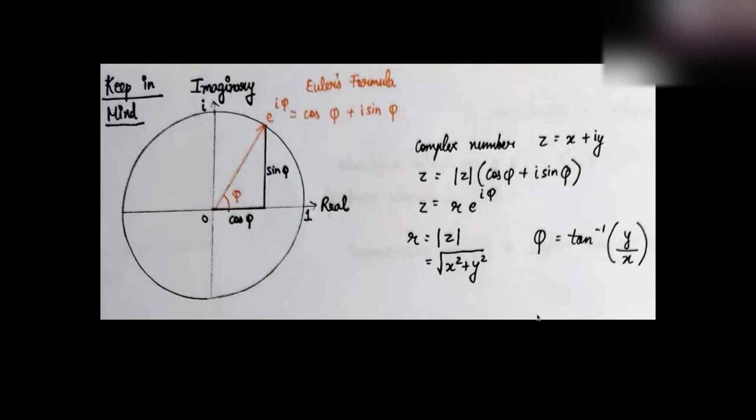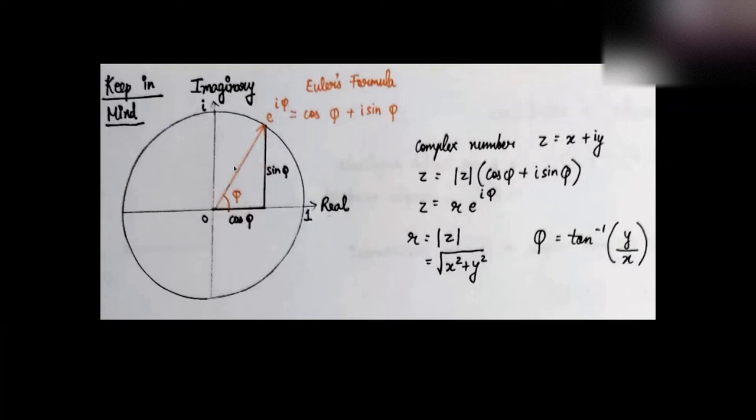So a complex number is basically z equals x plus iy, where x is the real part of the complex number and y is the imaginary part. We can represent this complex number using a unit circle as well, wherein unit circle means that the radius of this circle is 1. The x-axis represents the real part of the complex number, and the y-axis represents the imaginary part of the complex number.